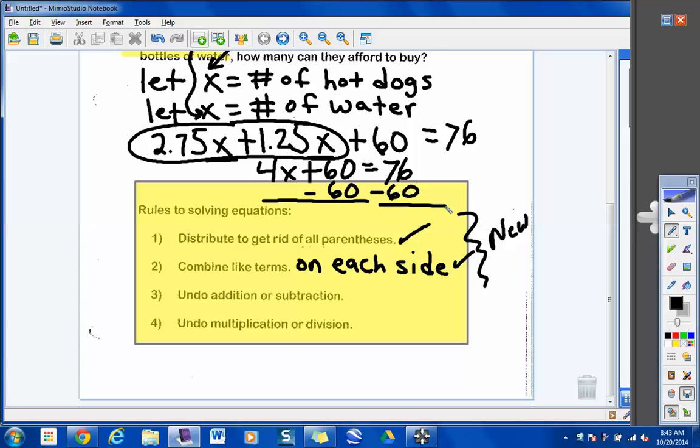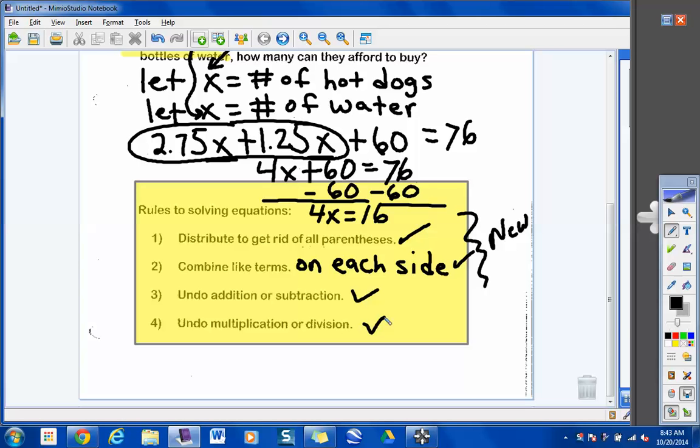So what are you going to have? Well, you'd have 4x equals what? What is 76 minus 60? 16. Now what are you going to do with that expression at this point? Divide by 4. By the way, step 3 was that part, undo addition or subtraction, right? We know how to do that. And then what's the final step that we're looking at today? You're going to divide it by 4. Undo multiplication or division.